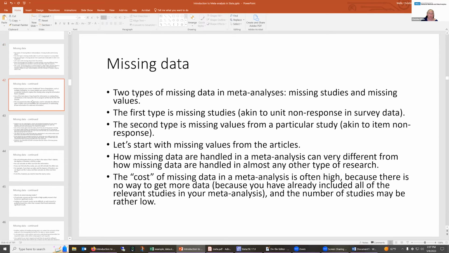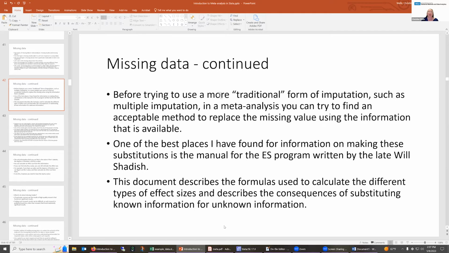So what is available to you? There is, of course, the traditional form of imputation. Usually people think multiple imputation, although there's some new cool stuff in Bayesian methods that I'd like to dabble with. But before you get to any of that, you can try to find an acceptable method to replace the missing value using information that is currently available to you.